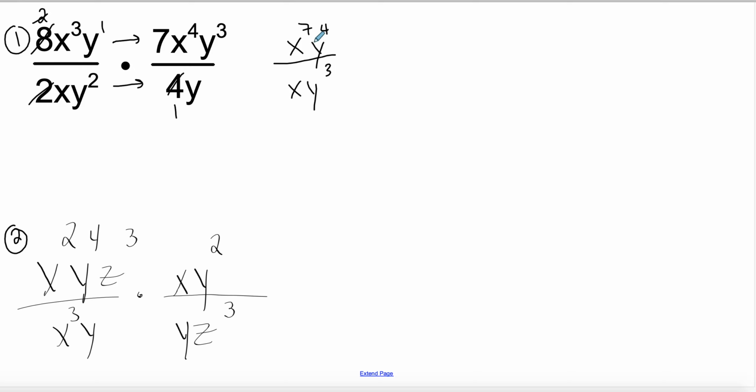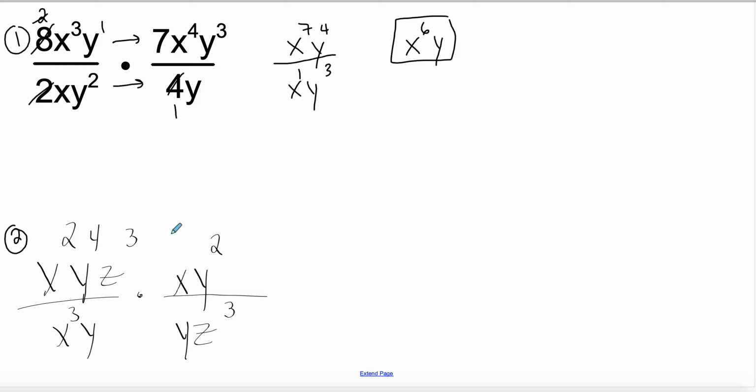And now I can cancel from numerator to denominator. Okay, just like we did a while back. So there's 1x down there, 7 up there, so we're left with 6 on top. If we just subtract those, right, 7 minus 1, and then 4 minus 3, we're left with y to the first power, or just y. So this expression simplifies to that.